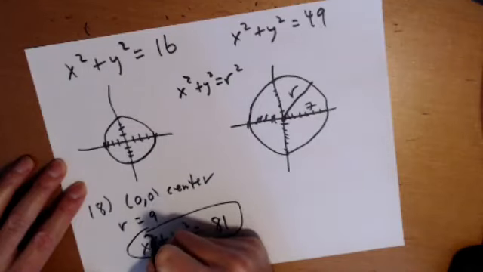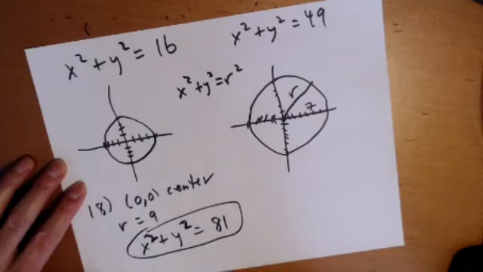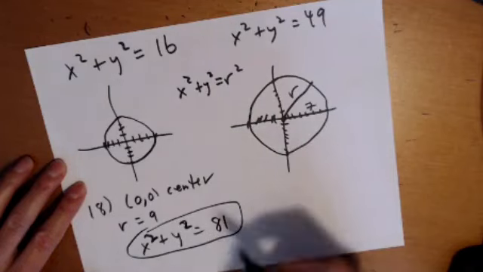Okay, x squared plus y squared equals 81, so that's at the center, and the radius is the square root of that. Square root of that is 9. Okay, that makes sense.